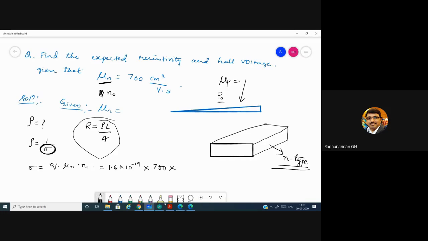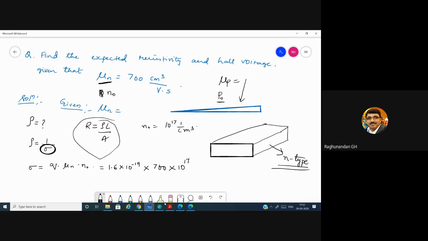What is n naught? The standard value of n naught, the electron concentration standard value. Always remember, it is 10 to the power of 17 per centimeter cube. Okay, this is the standard value of n naught. Please remember this. N naught is equal to 10 to the power of 17 per centimeter cube. This is the standard value we are having.